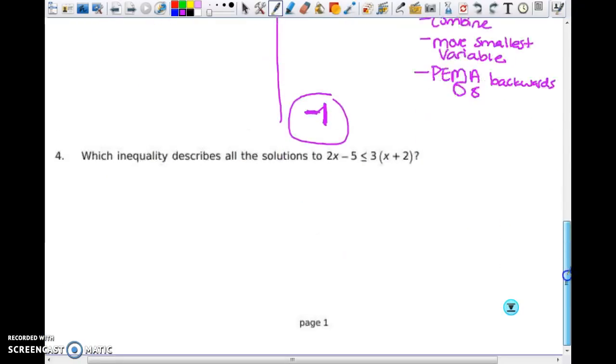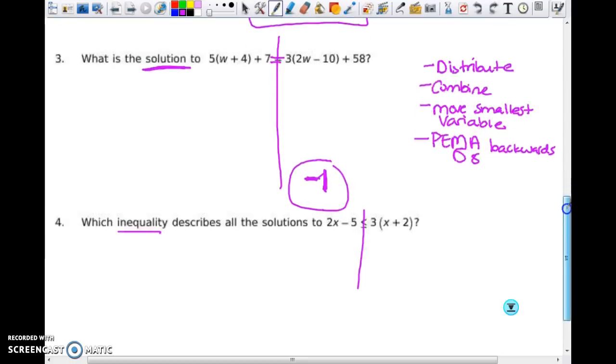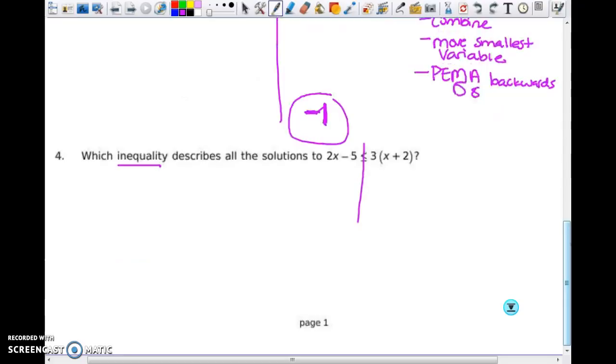So for number 4, which inequality describes all the solutions? 2x minus 5 is less than or equal to 3 parentheses x plus 2. So again, this is a solving one, right? You can draw your line and do all of the steps above: distribute, combine, move PEMDAS backwards. Or we can do this in the calculator, but because it's an inequality, we do it a little different, okay? We do not separate the sides. We put all of it in.